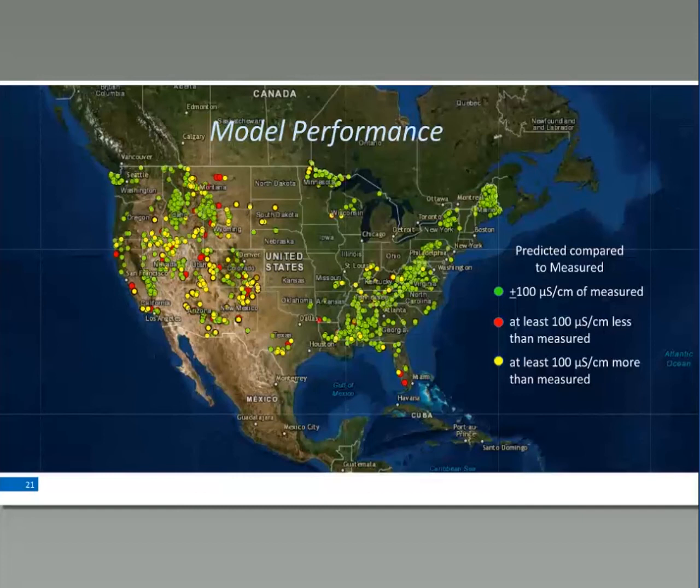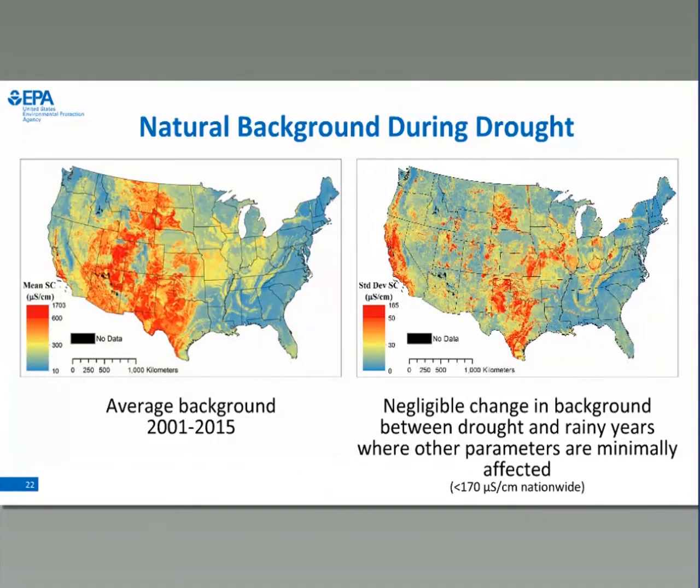measurement. Here's the model performance on a map. Here are all those sites that we had as reference sites where we had the actual measurements. And you can see that at all the green points, the predicted conductivity was within 100 microsiemens, which is really pretty good. And the red dots are less than measured, and the yellow dots, more of them you can see through here, were more than 100 microsiemens than the actual measured.